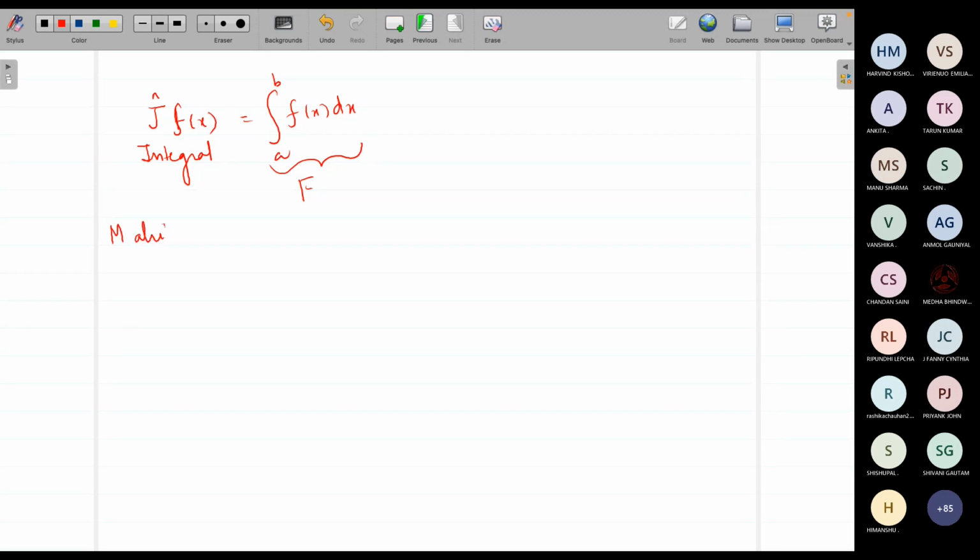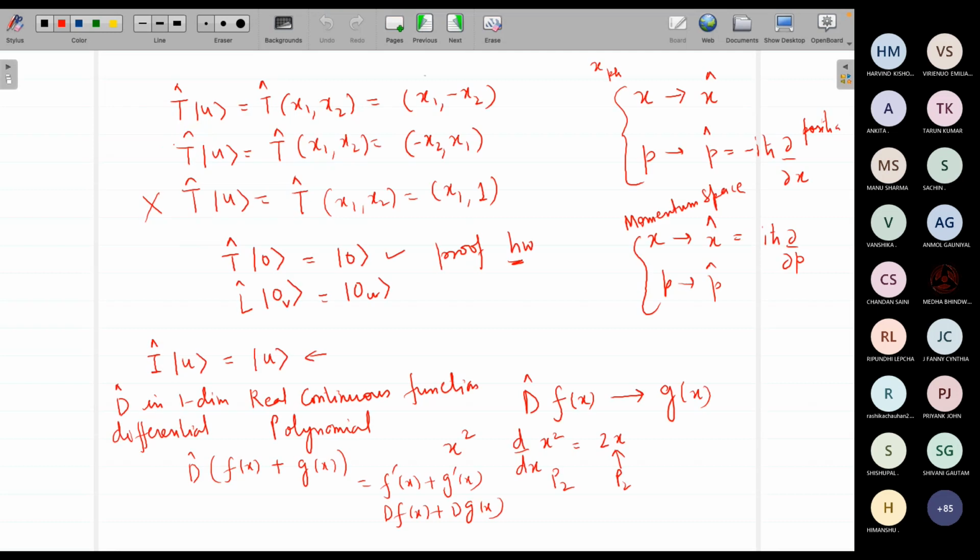Excuse me, sir. Can you please repeat this differential operator part? Yes. What portion do you want to ask? You said the D operator is on one-dimensional real continuous functions. Yes, you can take any polynomial as a continuous function. So x square, for example, is a continuous function, right? Whether polynomial or whatever space you choose, if d/dx acts on this, it will always lower the degree by 1, right?